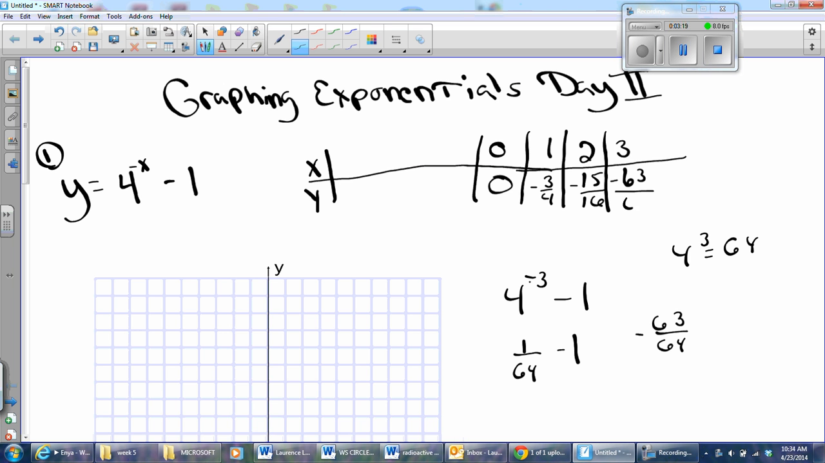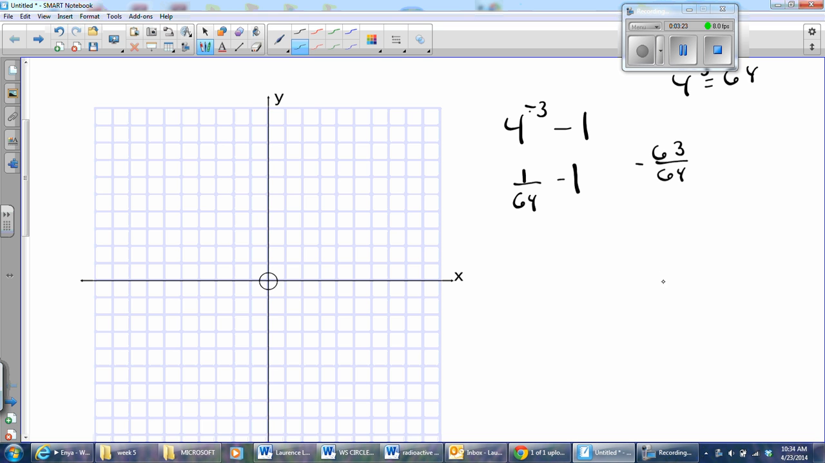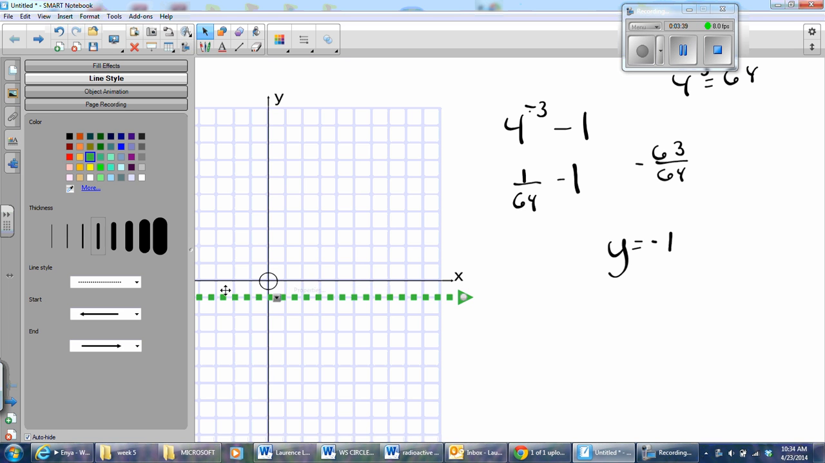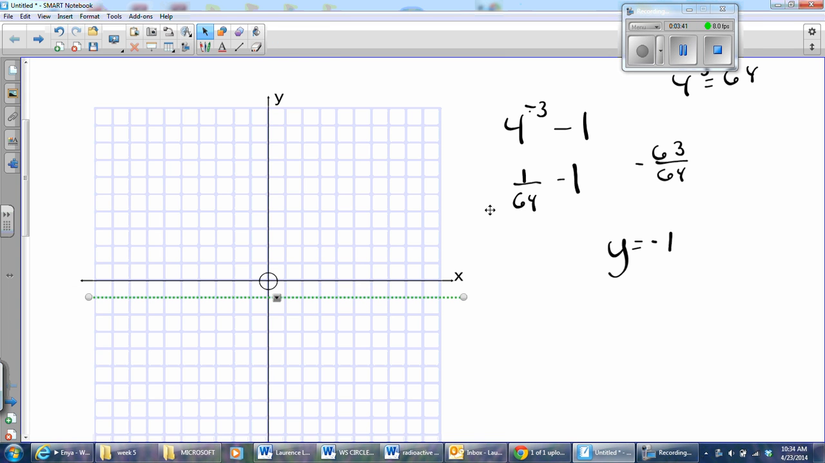I'll bet you my asymptote is going to be at negative 1. In fact, y equals negative 1. That's going to be my asymptote. I'm going to put a line in at y equals negative 1, which will be right there. And I'm going to make it a little bit thinner, just a little bit. All right, that looks pretty good.